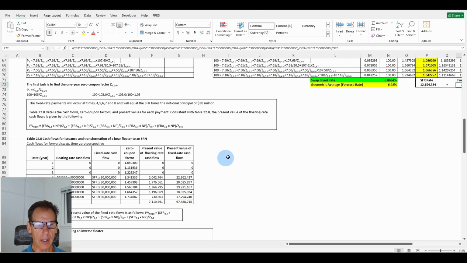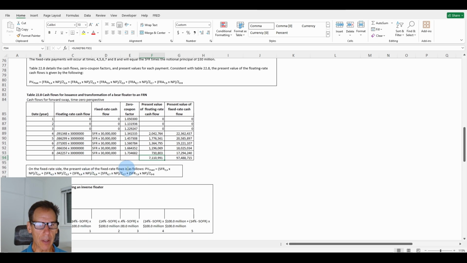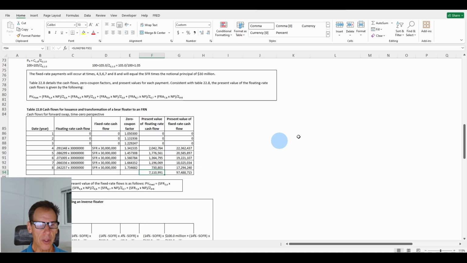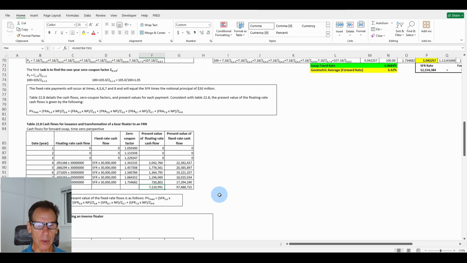And if we look at this, this is a little bit different number here because we're using year 4, 5, 6, 7, 8, and these numbers won't reconcile, okay? So we're just looking at a hypothetical. On the fixed rate side, the present value of the fixed rate flows are as follows. Again, we're starting at year 4 through 8. Remember up the top, we said we could pick any particular area as long as we match on a one-on-one basis, an apples to apples basis.